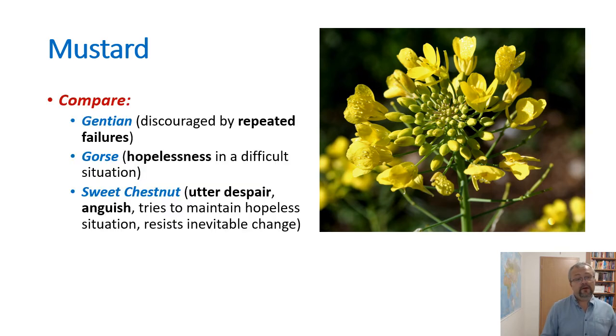And we can compare mustard with gentian, that is discouraged by repeated failures. Gorse, that feels hopeless in a difficult situation and doesn't invest the energy to change it. And sweet chestnut, there is utter despair caused by some situation where there is an unavoidable change, and the patient tries to keep it in, but there is no chance for that.